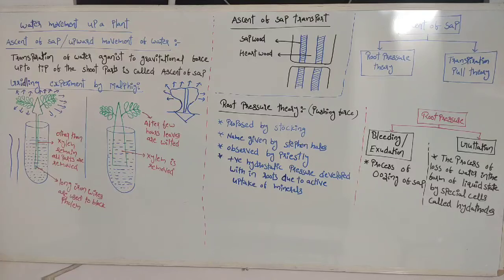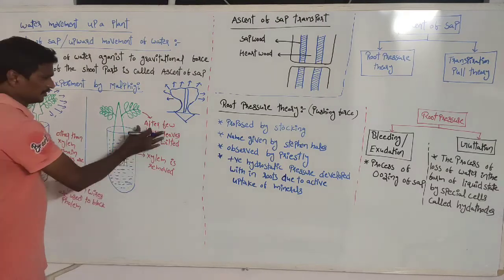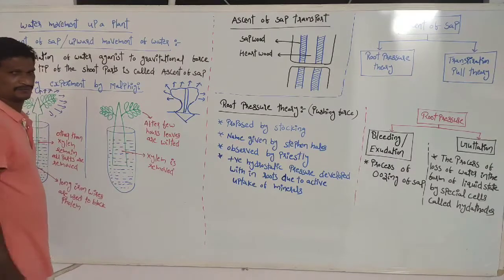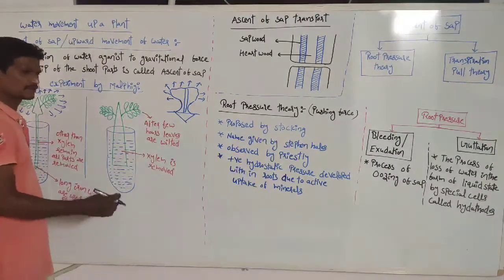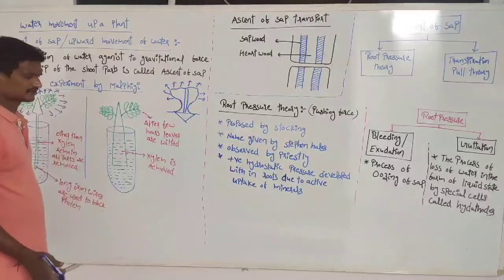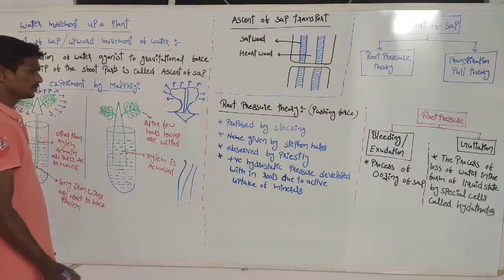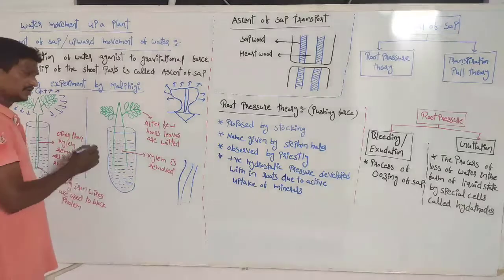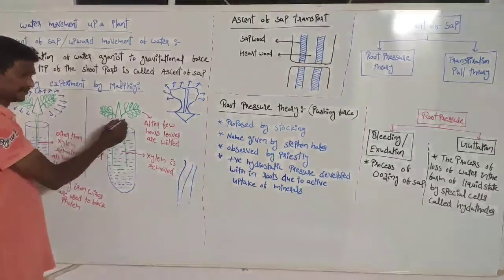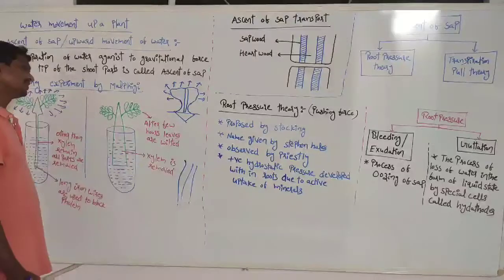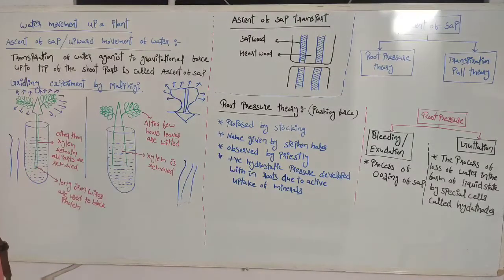Coming to the second part of the experiment. Here, this is one of the plant twigs. Here the xylem is removed, or the xylem is blocked by wax. By the use of wax, the xylem is completely blocked. So after a few hours, if we observe the leaves here, the leaves are wilted.